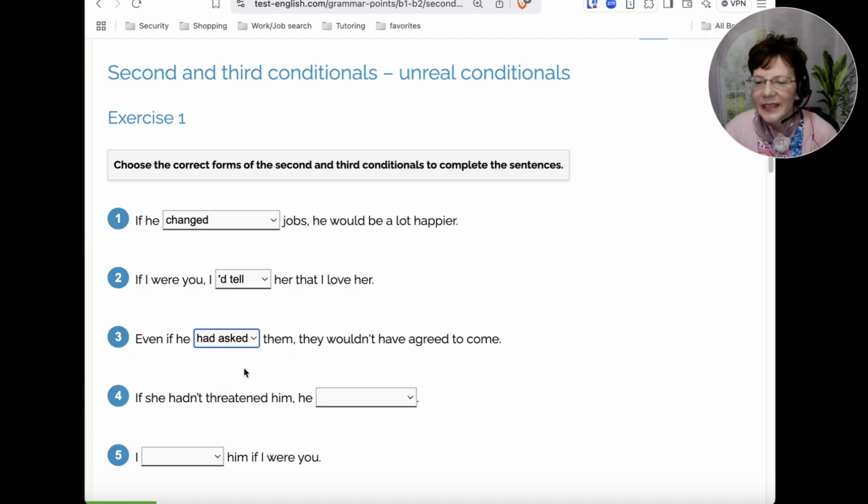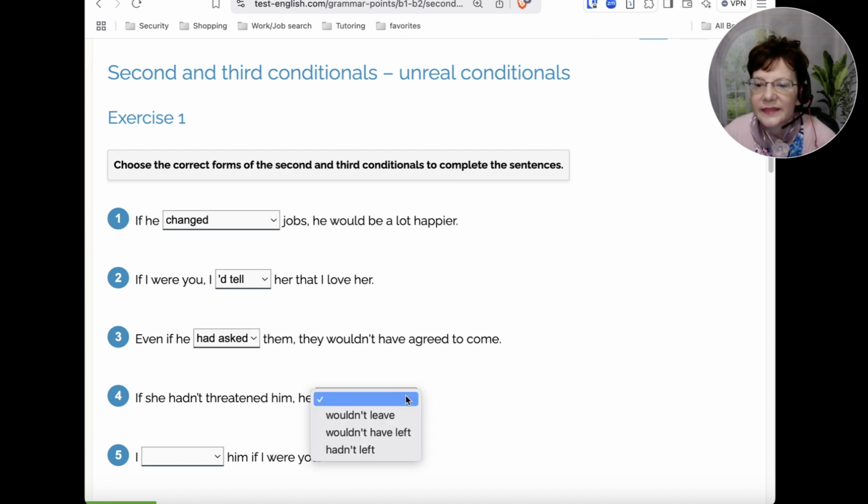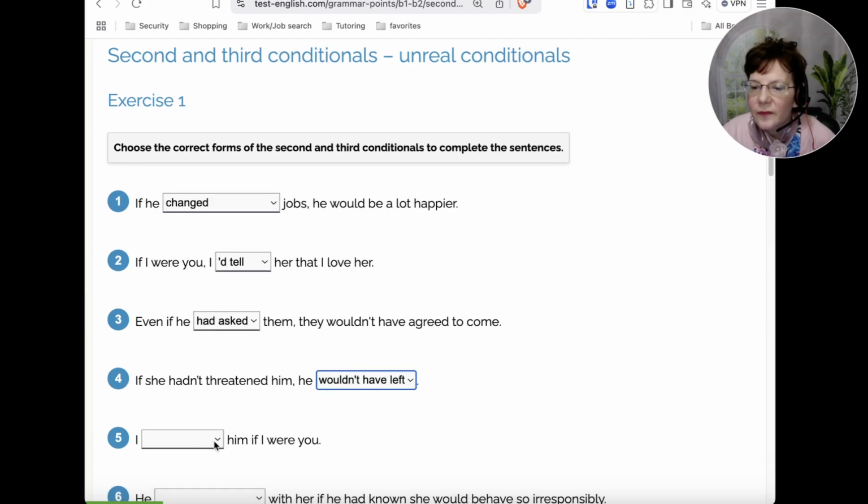All right, number four, "If she hadn't threatened him, he ___." Wouldn't leave, wouldn't have left, or hadn't left. Okay, so here in this part, what do we use? Present perfect. So the middle one, if you chose that, wouldn't have left, that would be correct.